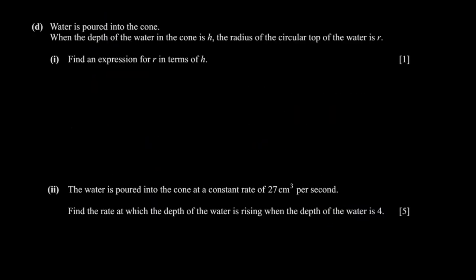All right then, part D. Water is poured into the cone. When the depth of the water in the cone is h, the radius of the circular top of the water is r. Find an expression for r in terms of h. Having a clear diagram here helps. So here's my cone, and inside this cone we've got some water. Let's say the water goes up to there, like that.